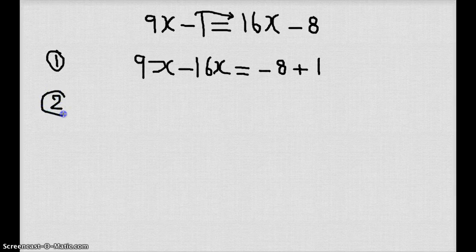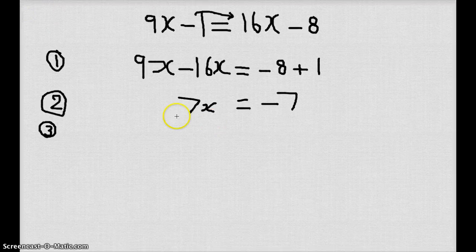Here is number 2. All right, so now the next step is to add each side. So minus 8 plus 1 gives me minus 7. And 9x minus 16x gives me 7x. All right, our third step, we divide both sides by 7, exactly the coefficient of the variable.